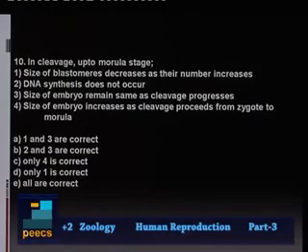So with that, we conclude our session on human reproduction. In this last session, we discussed in detail the different events like fertilization, pregnancy, embryonic development, parturition and lactation. Thank you.